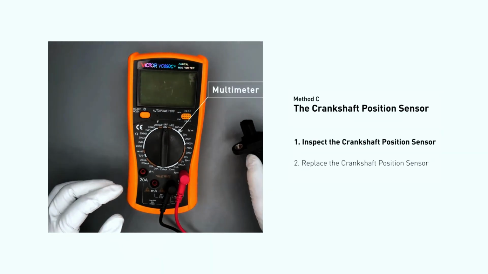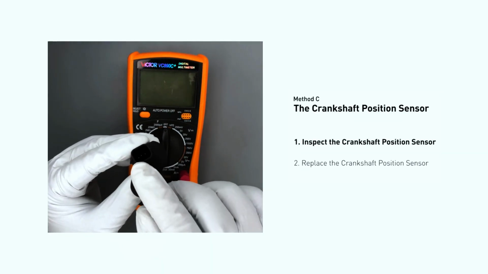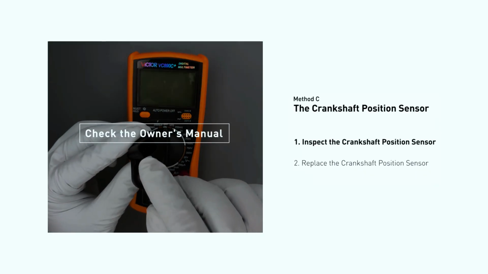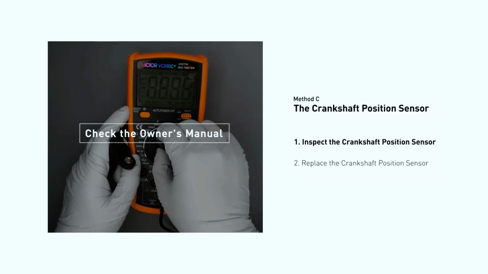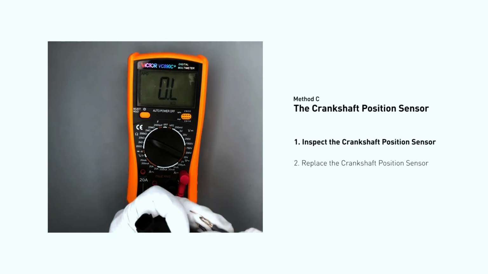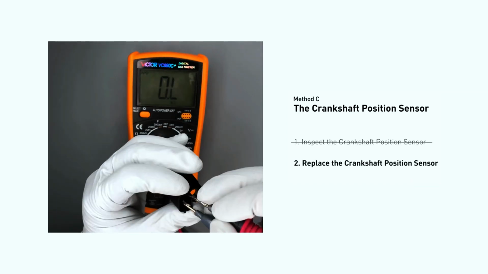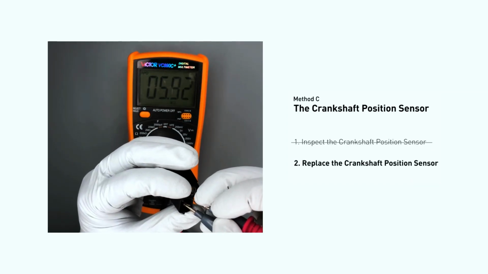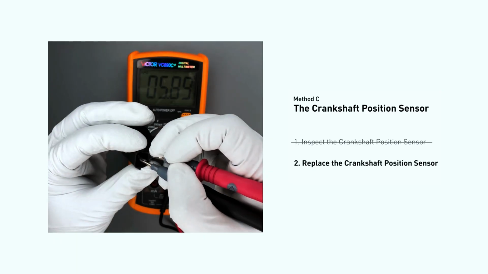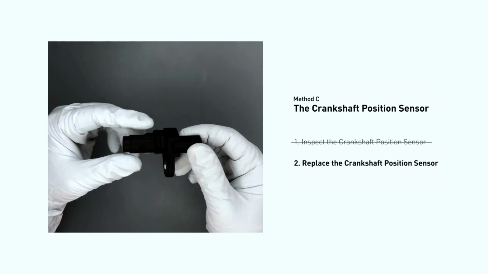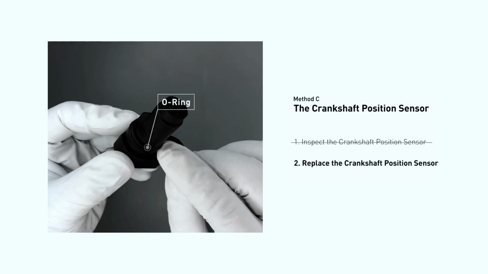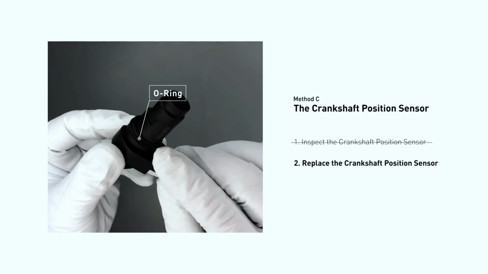Use a multimeter to proceed with a test on the camshaft position sensor in order to get a correct reading. Check your owner's manual to see the specific camshaft position sensor resistance range for your vehicle. If you do not get a reading, this indicates that the camshaft position sensor is faulty and needs to be replaced. Check to make sure the O-ring from the sensor hasn't fallen into its hole, then replace it with a new camshaft position sensor.